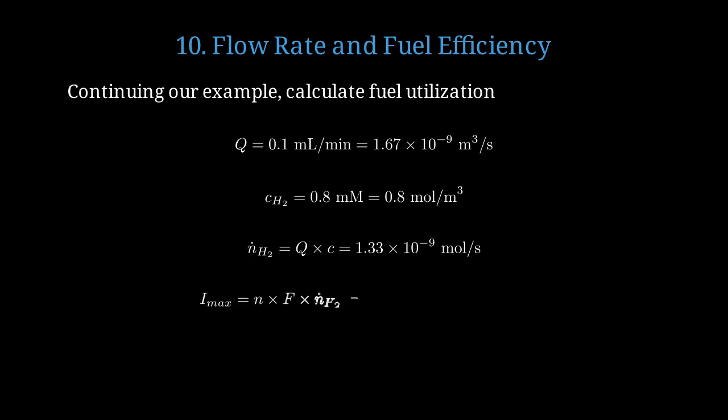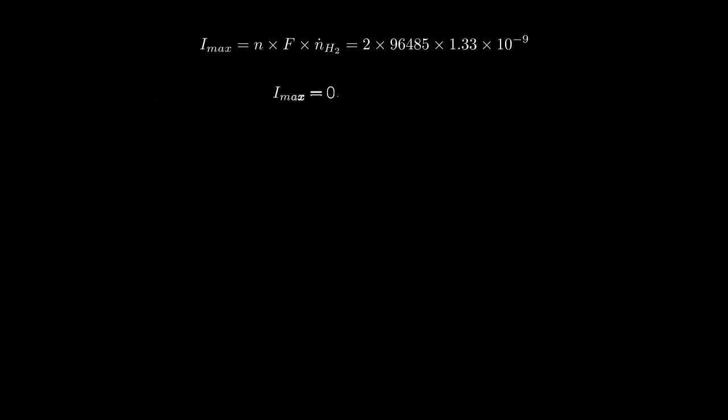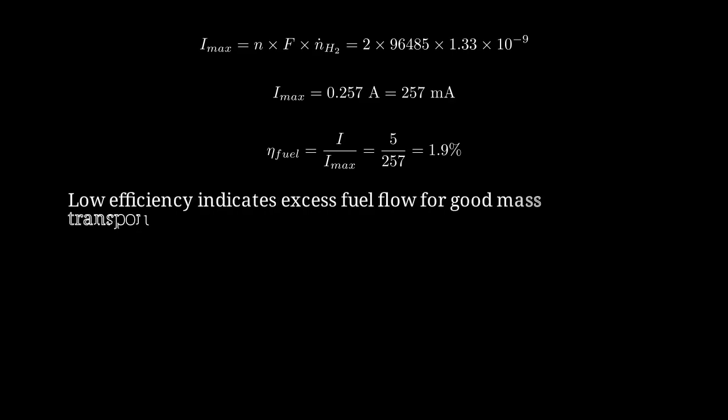Maximum theoretical current equals number of electrons times Faraday constant times molar flow rate. Maximum theoretical current is 257 milliamperes if all hydrogen is converted. Fuel utilization efficiency equals actual current over maximum current. 5 over 257 equals 1.9%. This low 1.9% efficiency might seem wasteful, but it ensures excellent mass transport and high current density. It's a design trade-off. Understanding the diffusion zone is critical for predicting crossover and efficiency.